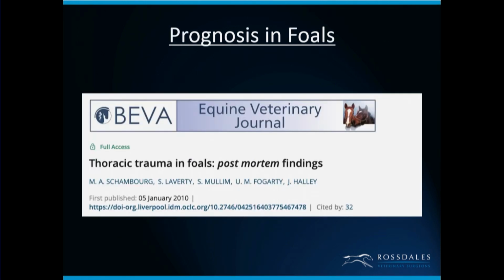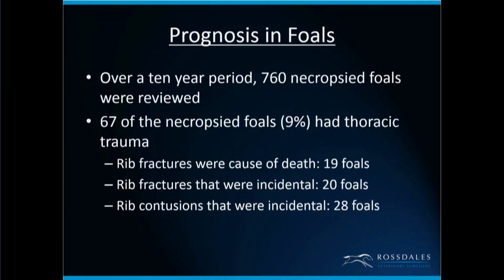So we'll just briefly go into some of the prognosis in rib fractures in foals. This paper looks at thoracic trauma in foals, and it was just post-mortem findings. Over a 10-year period, they had 760 necropsied foals. 67 of these foals had thoracic trauma, and then they grouped the foals into 3 further groups. In 19 foals, they thought that the rib fractures were the cause of death. 20 foals had rib fractures that were incidental, and a further 28 foals had rib contusions that were also incidental. So it gives us an idea of how serious it can be in foals.